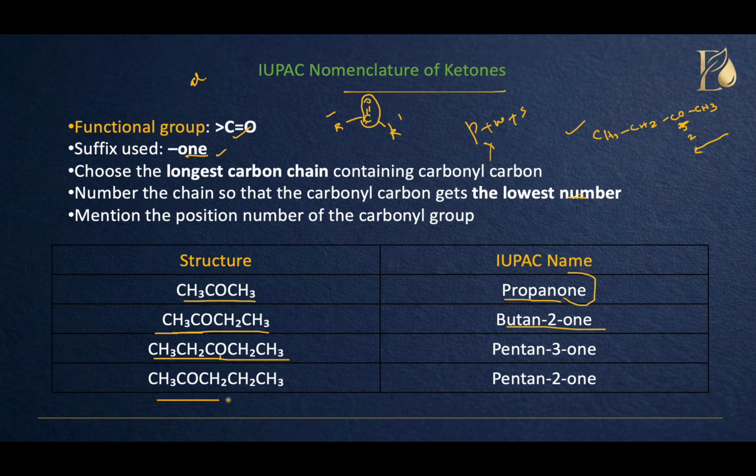It has 5 carbon atoms, and the carbonyl carbon is at the third carbon, so this is pentan-3-one. Now this is also pentane, right? There are 5 carbon atoms, but the CO group is at the second position, right? So we have to mention the position: pentan-2-one. So this is how we name aliphatic ketones through IUPAC naming.